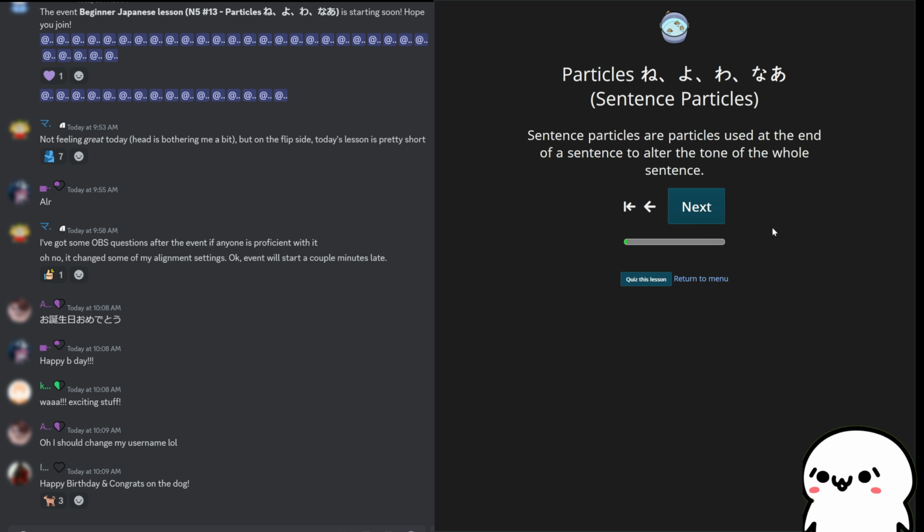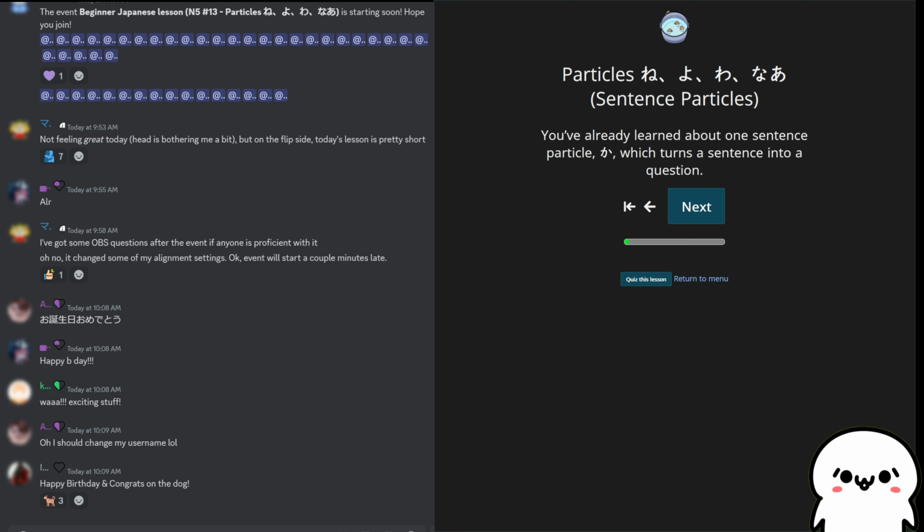We are focusing on this made up term. I don't think it's an official term, but we're going to call them sentence particles, or we could call them sentence ending particles, mainly because they come at the end of sentences. And up until now, there's only been one other sentence ending particle that we have learned, which is ka. We use that to talk about questions, and that one was a very straight up, simple usage.